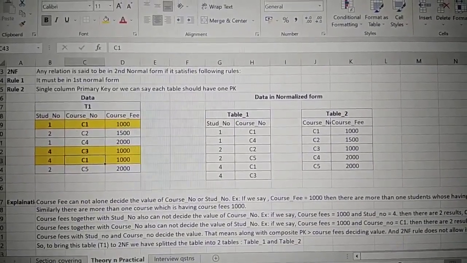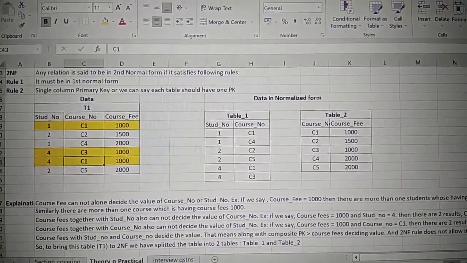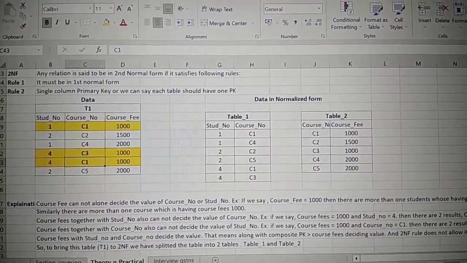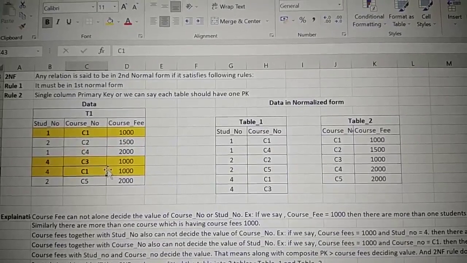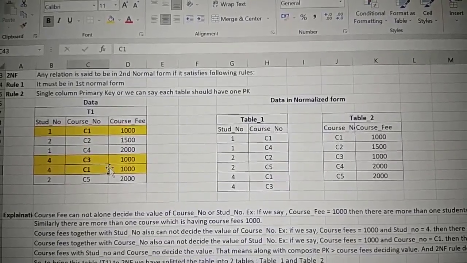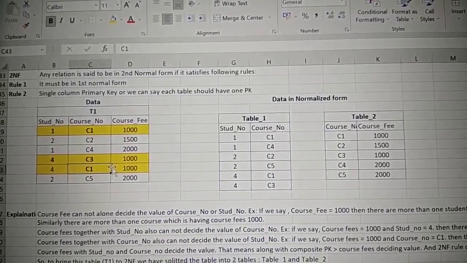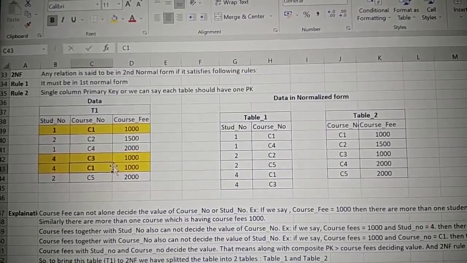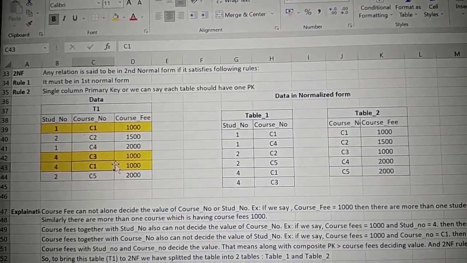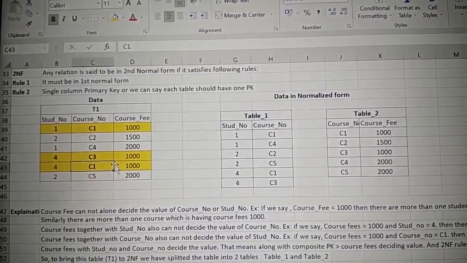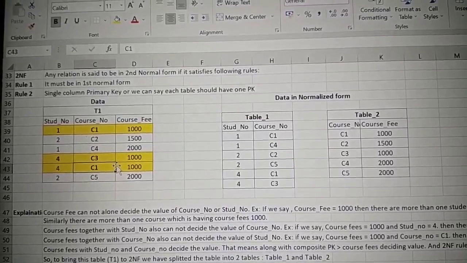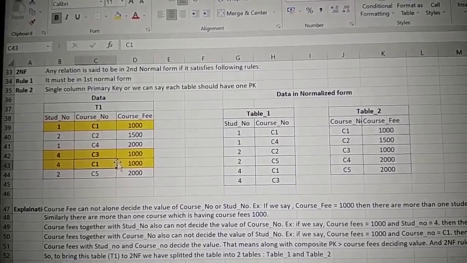Hi all. So in this session we are going to cover 2NF, 3NF and BCNF. Any relation is said to be in second normal form if it satisfies the following rules. Rule 1, it must be in first normal form. Rule 2, single column primary key, or we can say each table should have one PK. Now let's move to the table.